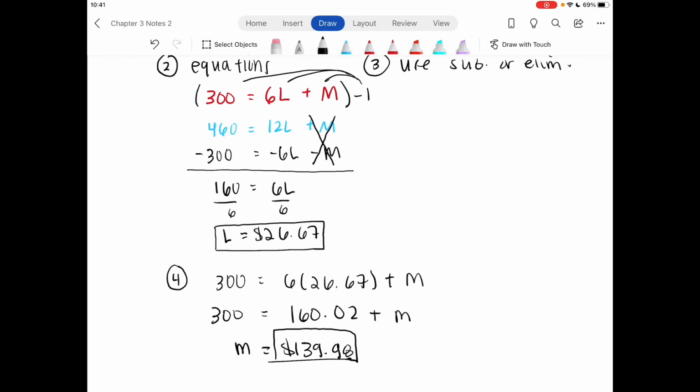We've already done a lot of checks in this lesson, but remember, we can always check by plugging this back into the other equation to ensure that we have the right answer.